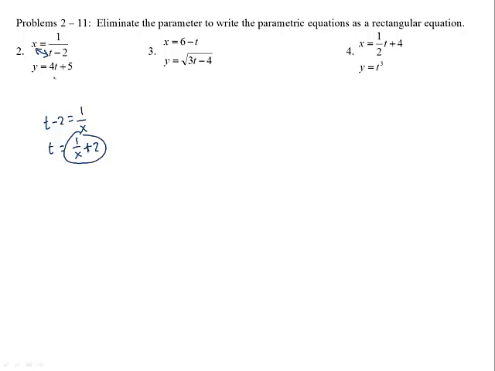Putting my t into my second equation, I get y is equal to 4 times 1 over x plus 2, plus 5. Distributing the 4, I get 4 over x plus 8 plus 5, which really is 4 over x plus 13.